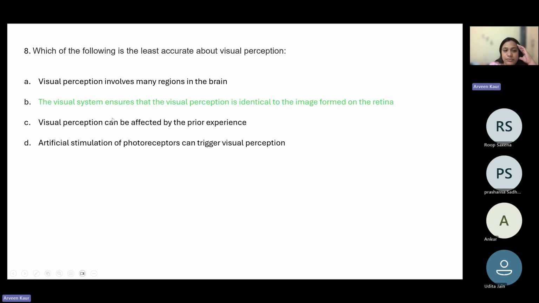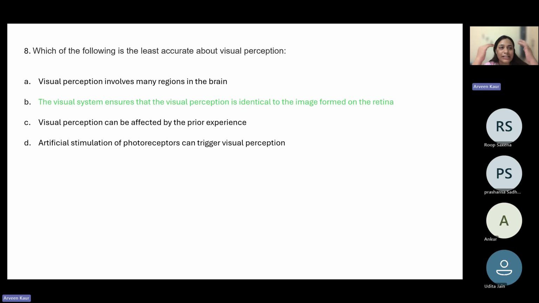So this is the one. The visual system ensures the visual perception is identical to the image formed on retina. That is not always true, right? That is the image formed. Perception is something that also involves other parts of the brain, and they are thinking, okay, this is like if I see two dots and half a circle below it, right? So I am seeing two dots and half a circle below it, but it will look like a smiley face to me, right?